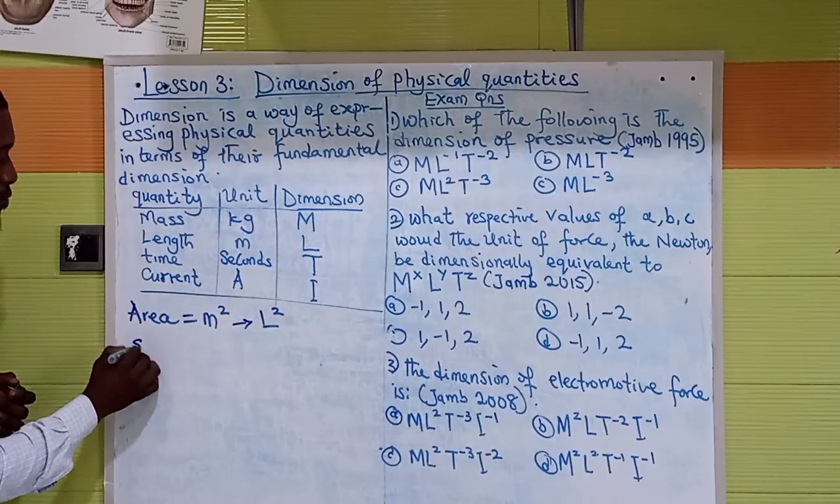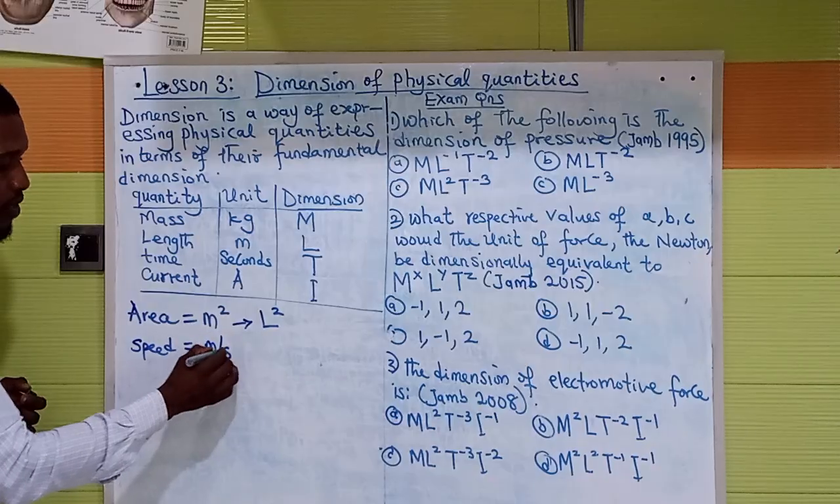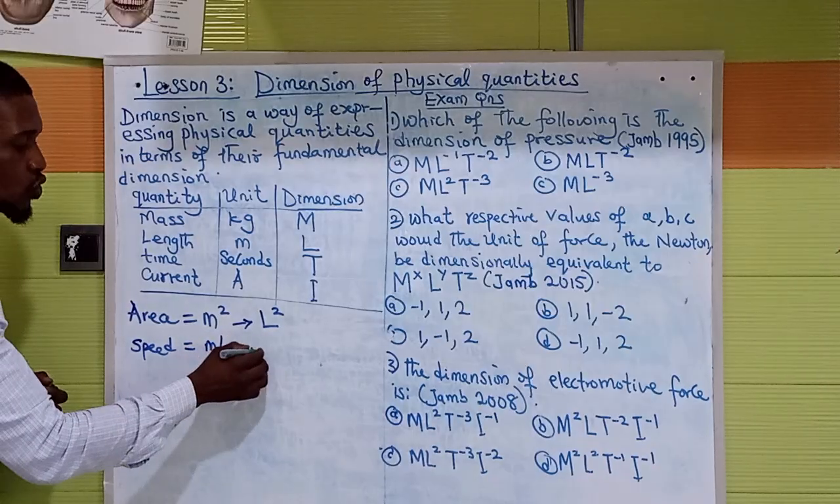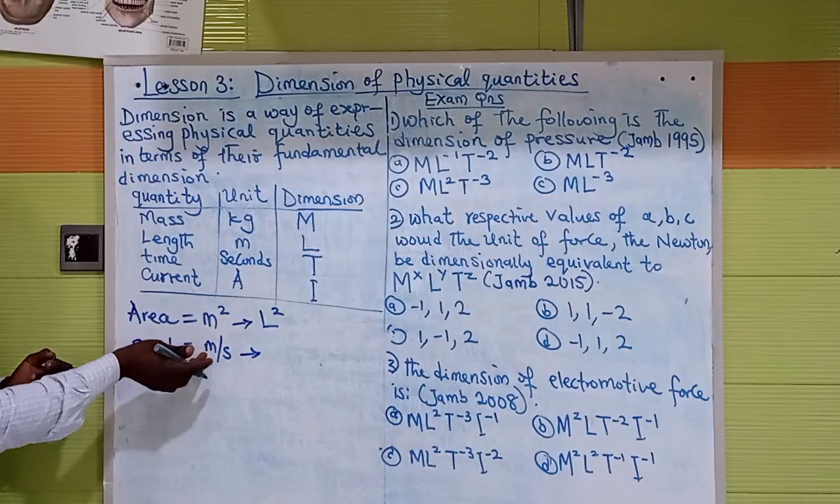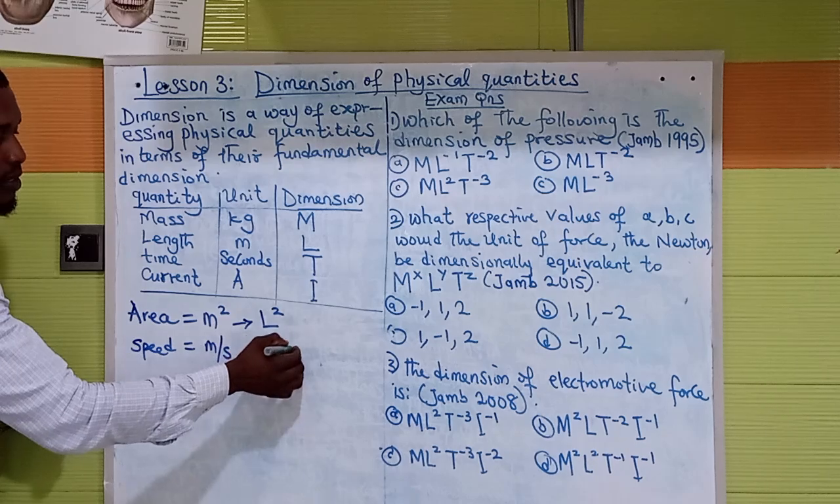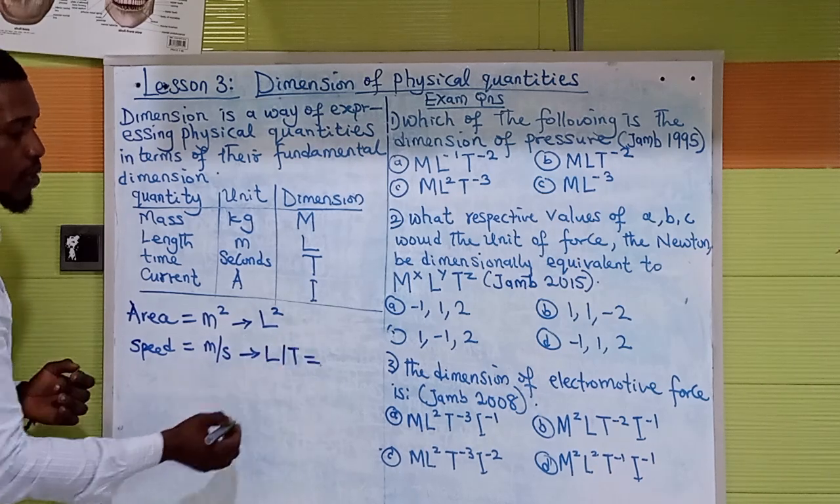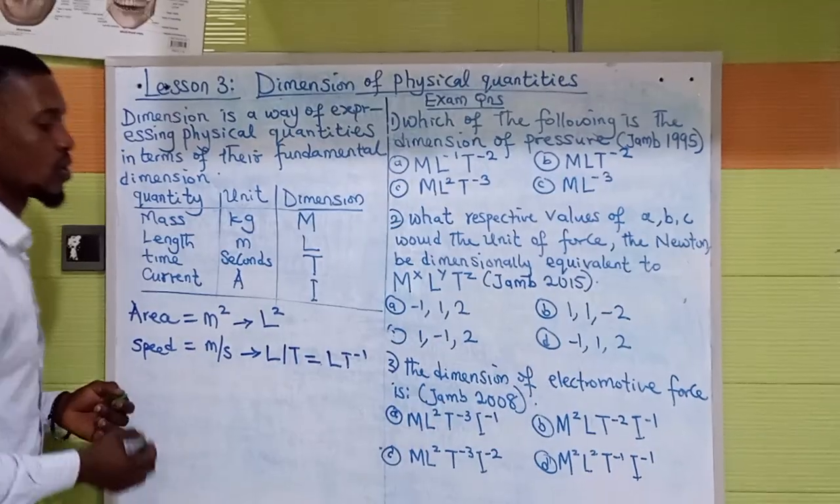So let's say you're given speed. Speed is equal to meter per second, that's the unit. So what you just do is you translate each of these units to dimension. So meters is L and time is T. So we write this as L T minus 1.